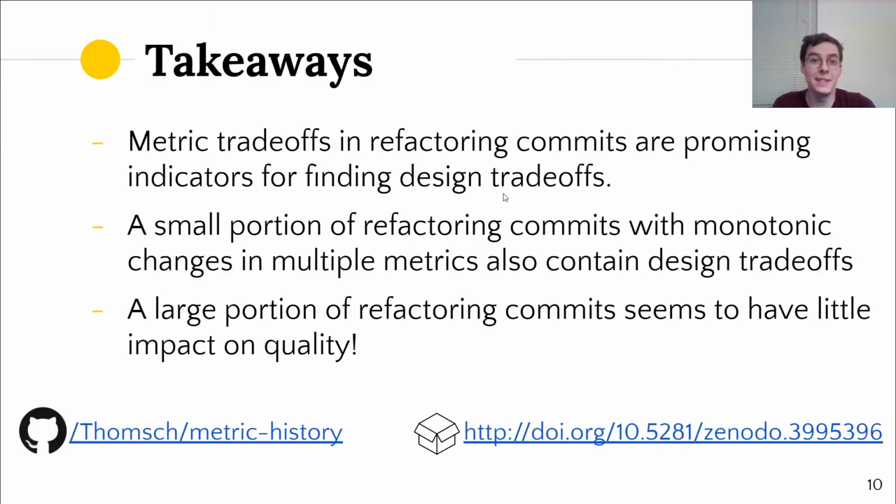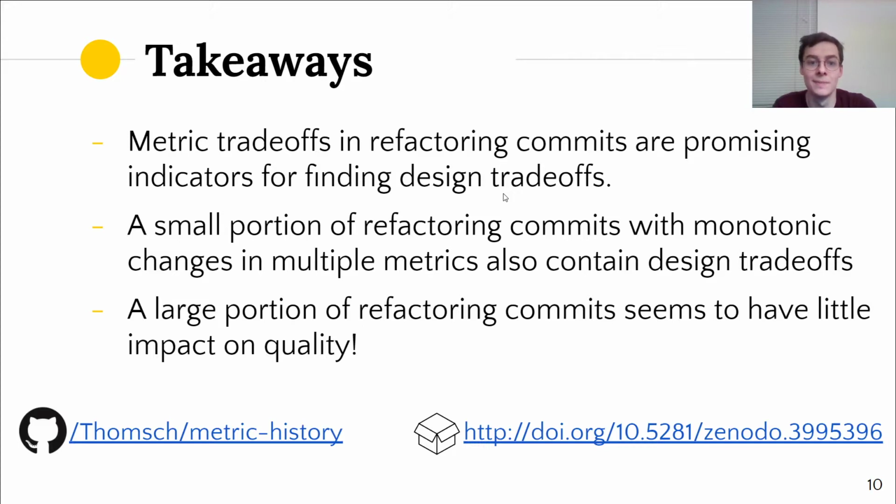The first key takeaway is that we found that the pattern containing metric trade-offs seems to be a promising indicator for the presence of design trade-offs. Additionally, we found that a small portion of commits with monotonic changes for multiple metrics contains design trade-offs for the 4 internal quality metrics selected. Finally, we found that a third of the refactoring commits seem to have little impact on the quality metrics studied.